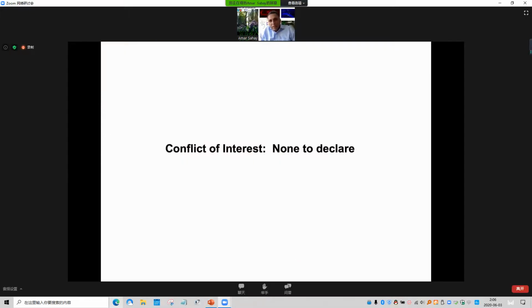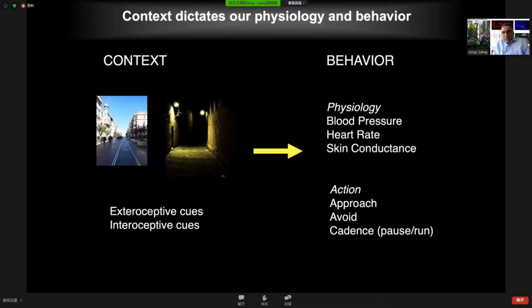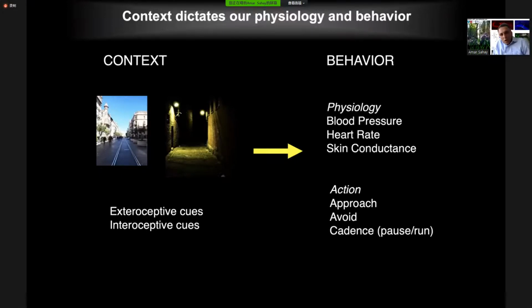Like many other academics, we use the Inscopix platform to record and analyze calcium transients and define populations of neurons. As an introduction, I think it suffices to say that context, or our environment, dictates our behavior, both at the level of physiology as well as action. Consider these two street scenes. The one on the left may evoke a sense of exploration, both spatial and social, may increase our walking cadence to explore. The one on the right, on the other hand, may make us more wary, reluctant to explore, may increase our skin conductance, heart rate.